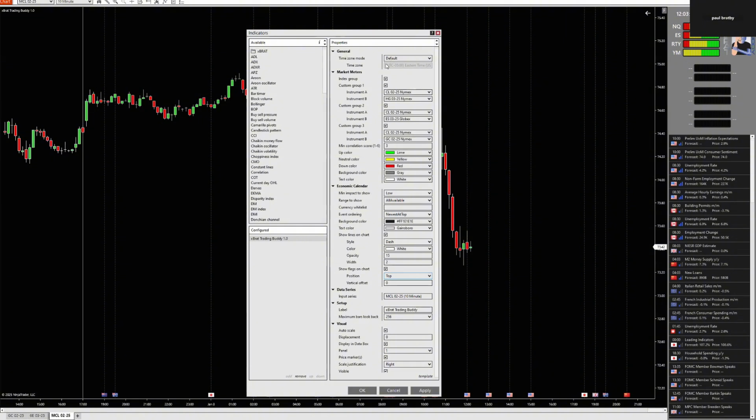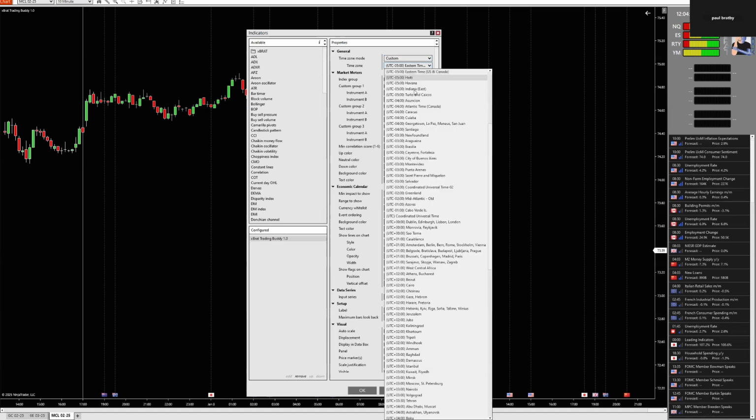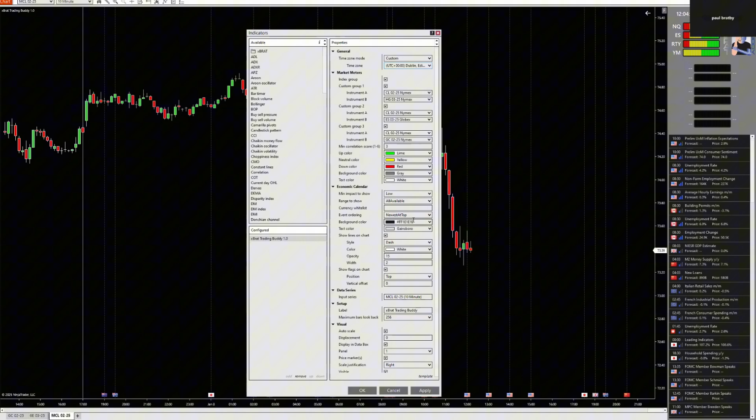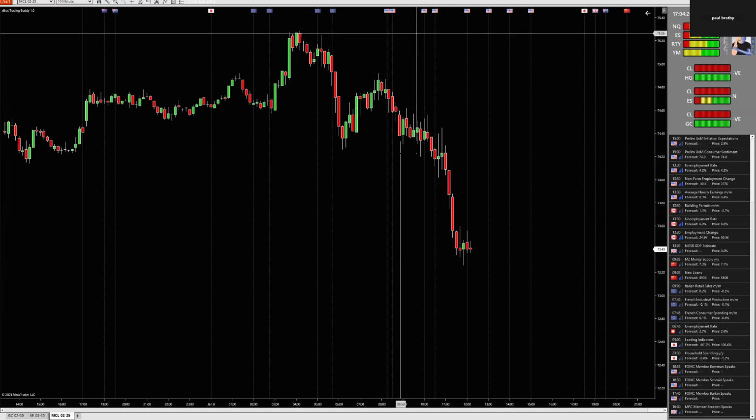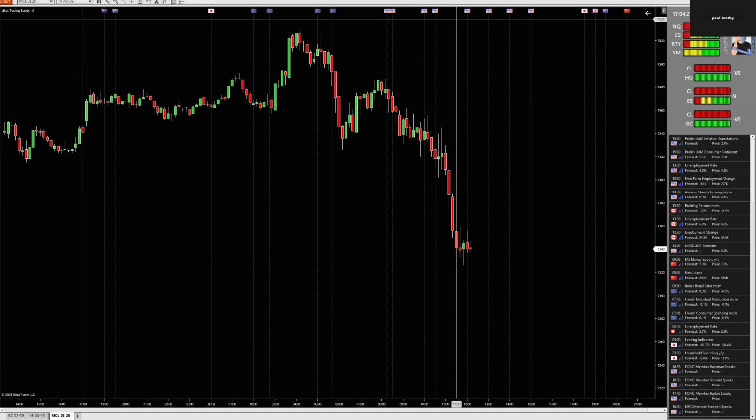So I've chosen those. Time zone: I'm in the UK right now, so I'm going to change that time zone on the left to the UK. The one on the right will stay at EST. So I'm going to apply all of those now. Let it load up. So you can see on the left there the time is GMT. My flags have gone to the top, and the EST time is on the right.